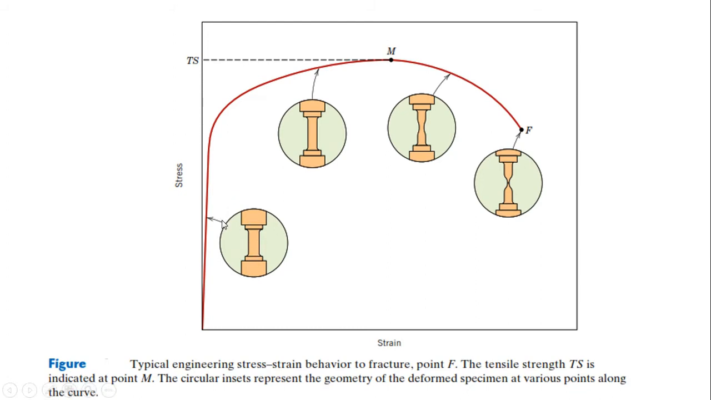You can see the pictures. The picture shows the state of a specimen. In this, there is no elongation. Slowly the length of the specimen is increasing, neck formation starts to take place, and finally the fracture.